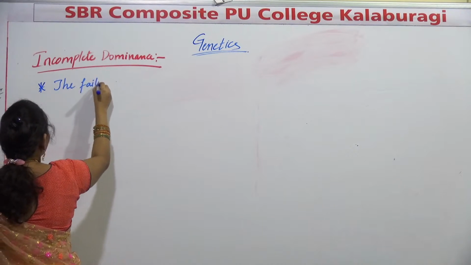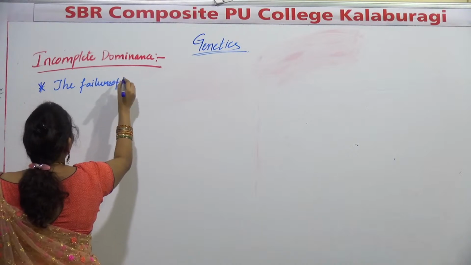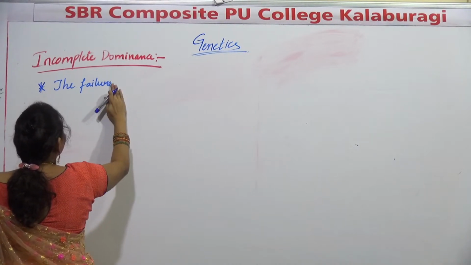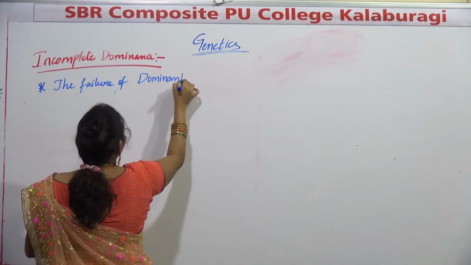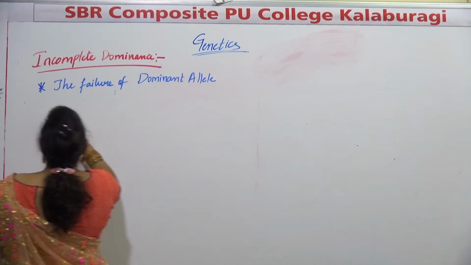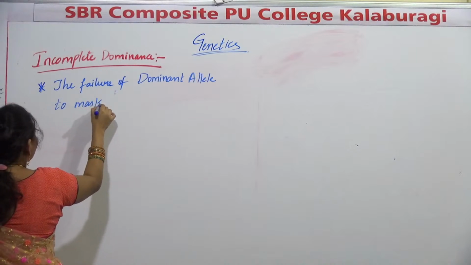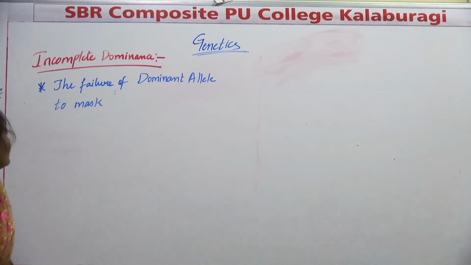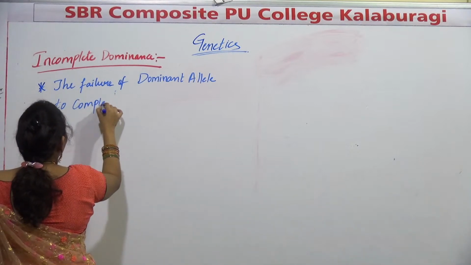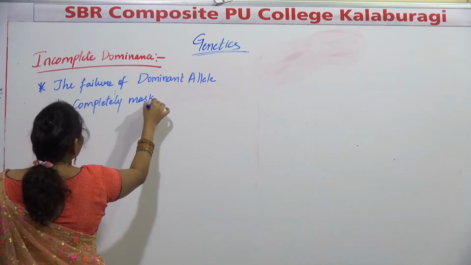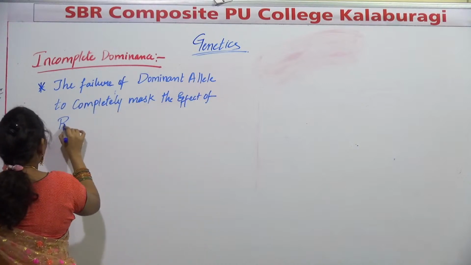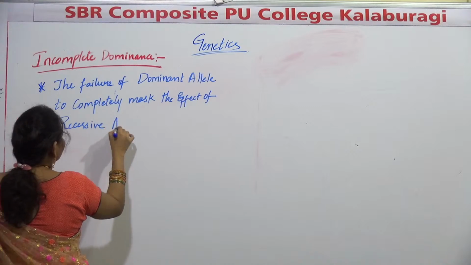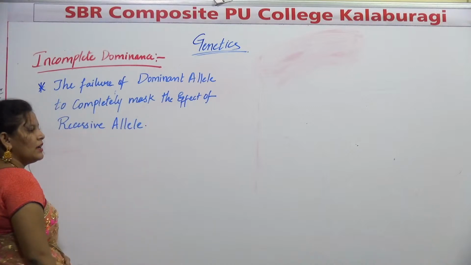The failure of the dominant allele to completely mask the effect of the recessive allele is known as incomplete dominance.